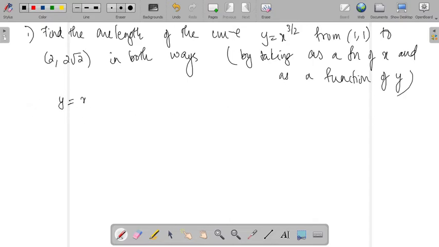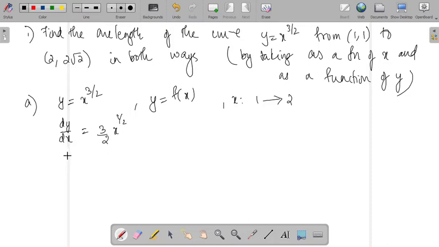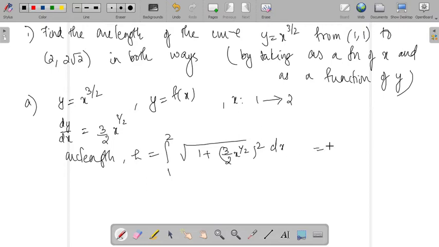So we are given y equal to x raised to 3 by 2. So let us take it in the form y equal to f of x. So here x will vary from 1 to 2. So dy by dx is 3 by 2 into x raised to 1 by 2. So the arc length L will be equal to integral 1 to 2 root of 1 plus 3 by 2 x raised to 1 by 2 whole square dx. So that is integral 1 to 2 root of 1 plus 9 by 4 x dx.